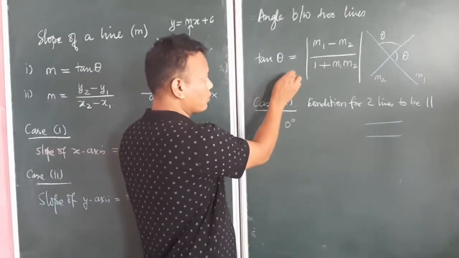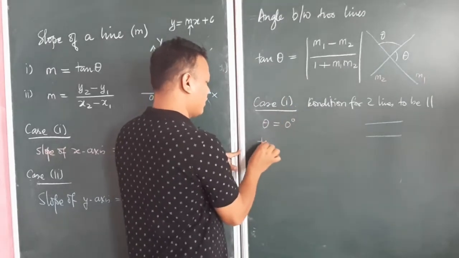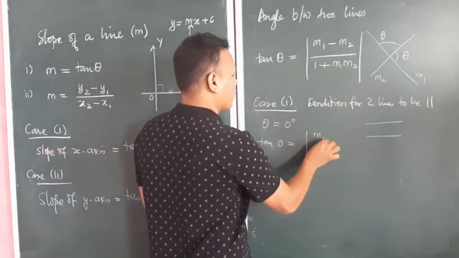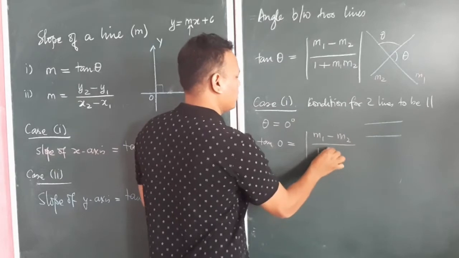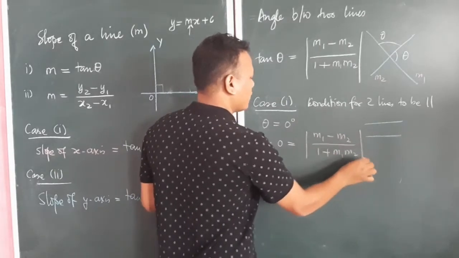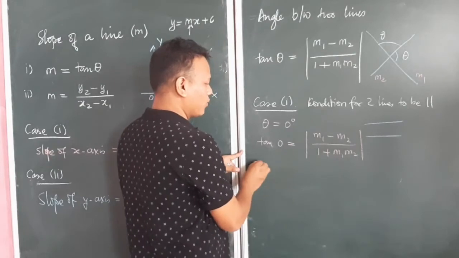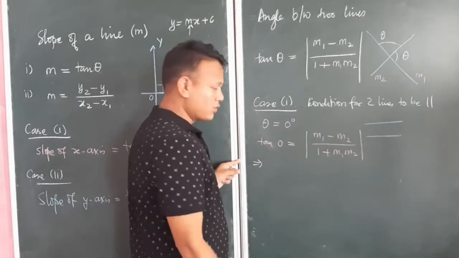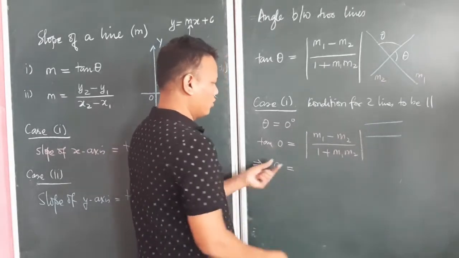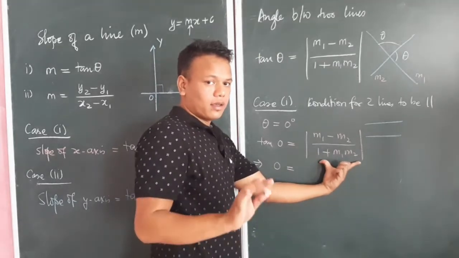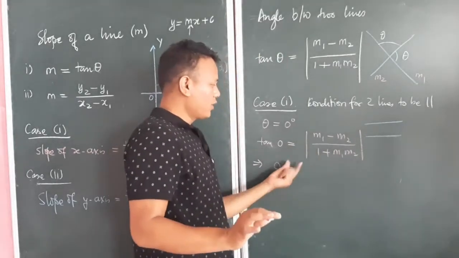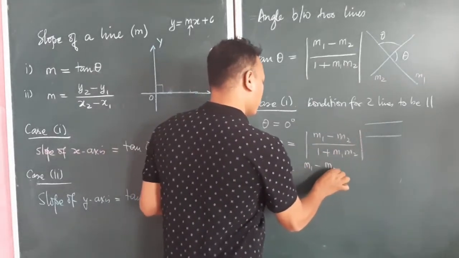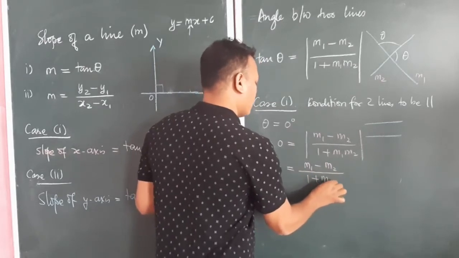So if I use this formula, we have tan theta, that is tan 0 degrees, equals the modulus of (m1 minus m2) by (1 plus m1 m2). As I said, we have to make it positive, so that's why I am putting the modulus sign here. And how much is tan 0? Tan 0 is 0, right? So this full thing is positive, and it is becoming 0, so I need not put the modulus sign here. So we have 0 equals (m1 minus m2) by (1 plus m1 m2).